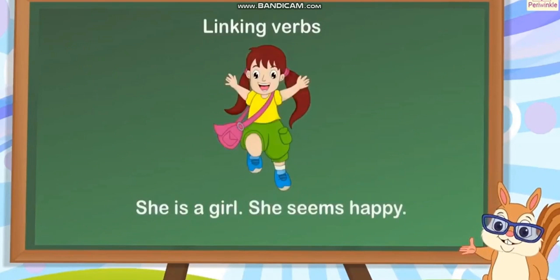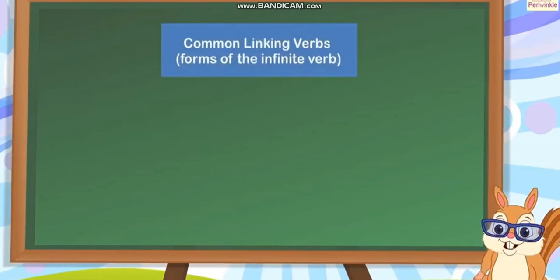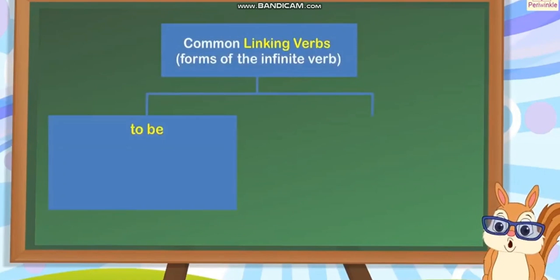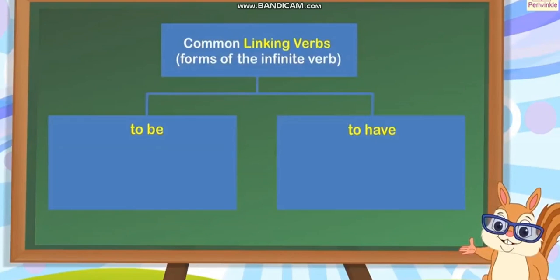For example, she is a girl. She seems happy. Common linking verbs are the forms of the infinite verb to be and to have.